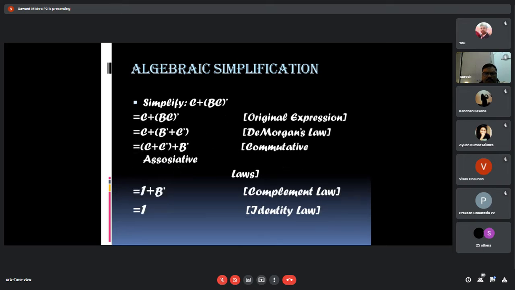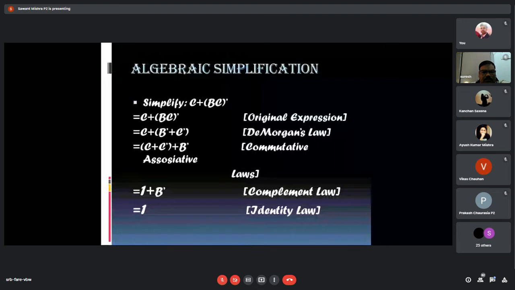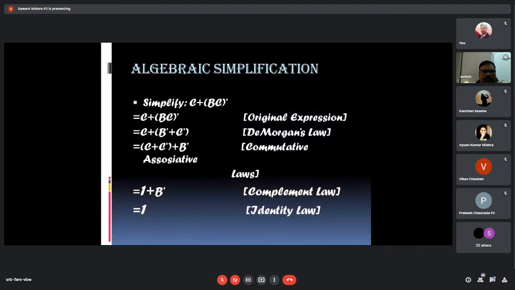Now the next question is c plus bc whole dash. Here we first use De Morgan's law. By De Morgan's law, c plus b dash plus c dash, and then the third step is c plus c dash plus b dash. Here we use the commutative law and also the associative law. In the fourth step we use the complement law, 1 plus b dash, and finally we get the value 1.